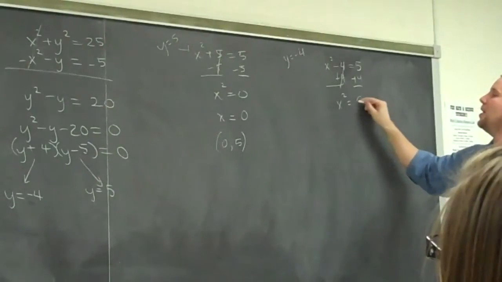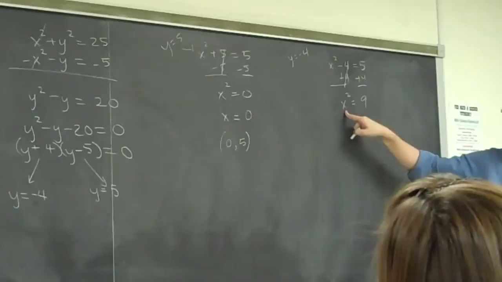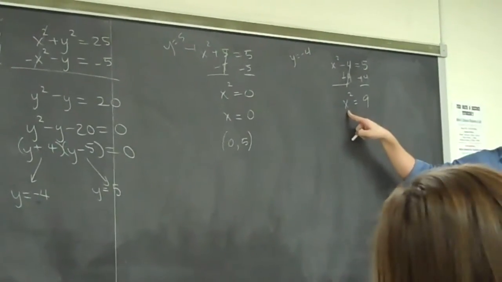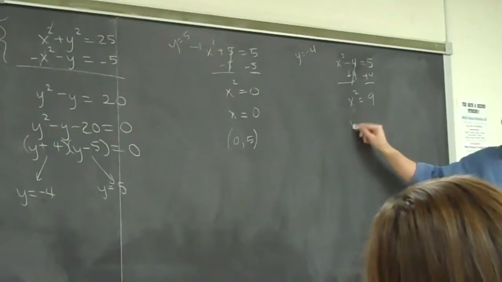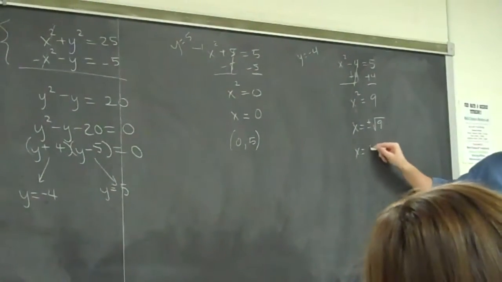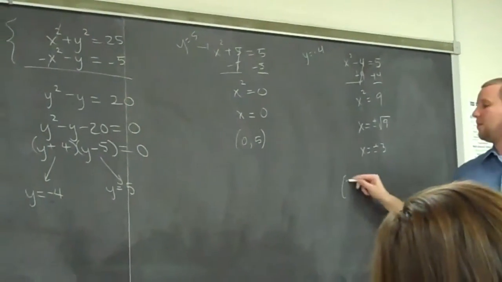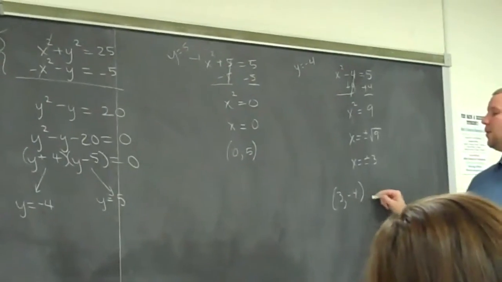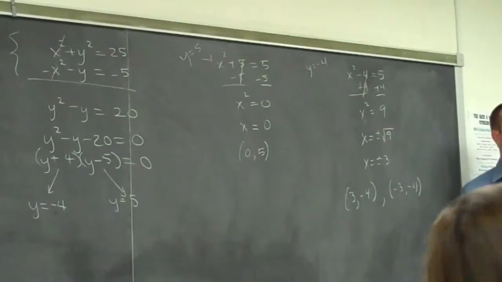See, I was looking at x squared equals 9, and how do I solve this equation? Plus or minus the square root. If I'm using a square root, remember, to get rid of squaring, I have to do plus or minus. So this means x equals plus or minus the square root of 9, which means x equals positive 3 or negative 3. So 3, -4 was one of those points, and -3, -4 was the other point. Those are my three solutions, right?